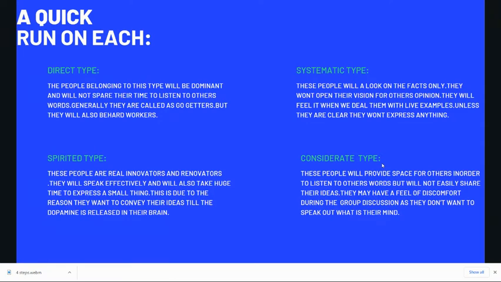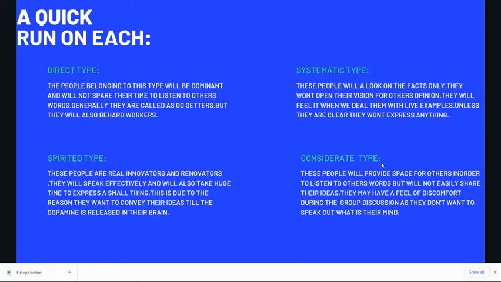Spirited type. These people are real innovators and renovators. They speak effectively and will take a huge amount of time to express a small thing. This is because they want to convey their ideas until their dopamine is released in their mind. Dopamine is released when you have a feeling of satisfaction in your mind.